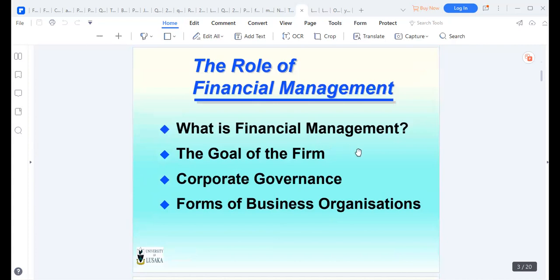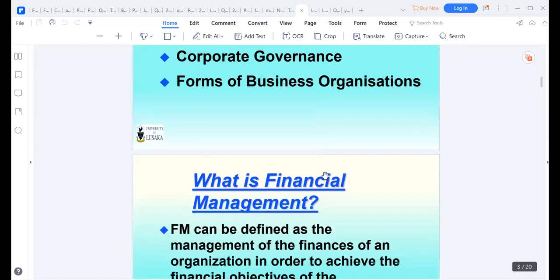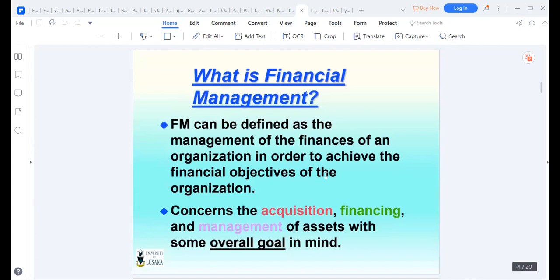So the role of financial management or corporate finance, number one, is to achieve the goals of a firm. Number two, we're going to look at the role of financial management in terms of corporate governance, and we're going to split it in the form of different kinds of businesses. So to start with, corporate finance or financial management can be defined as the management of finances of an organization in order to achieve their financial objectives.